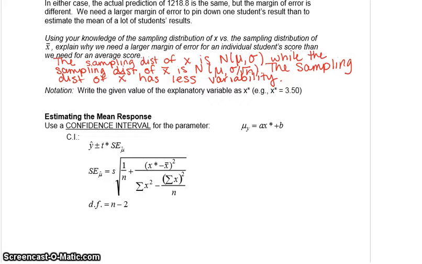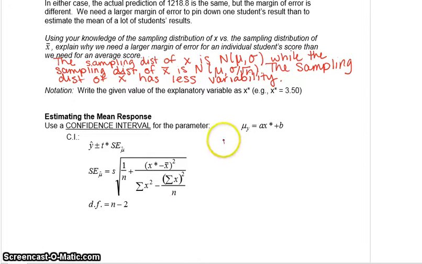So when we go to make a confidence interval for a mean response, it's going to have the same format as all confidence intervals do. You start with your point estimate, then you do plus or minus your critical value, which is going to be t star in this case, times your standard error. The standard error formula is s times the square root of 1 over n plus (x star minus x bar) squared divided by the sum of the x squared minus (the sum of the x's) squared divided by n. So you're going to need your calculator to help you get these values.